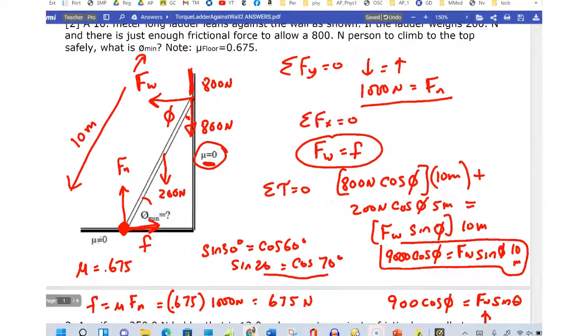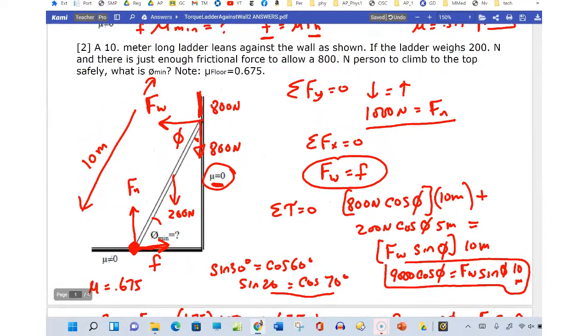So there was a lot to that. How about we do a little overview. If I'm going to find theta min, what do I do? First thing you always do is find all the forces. I initially left out the friction, remember that? So there certainly is a friction that prevents this ladder from sliding. There's an upward force from the floor. There's a force from the wall. There's a force from this person on top of the ladder, that's down. There's the weight of the ladder.